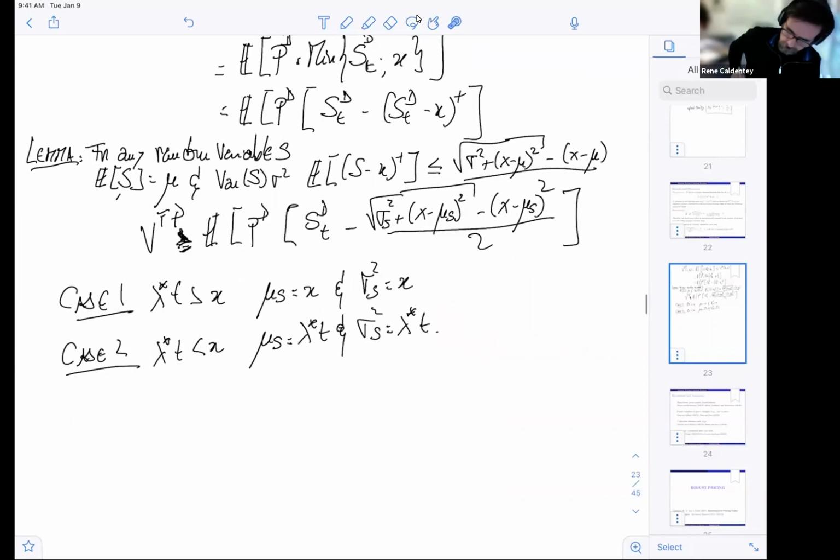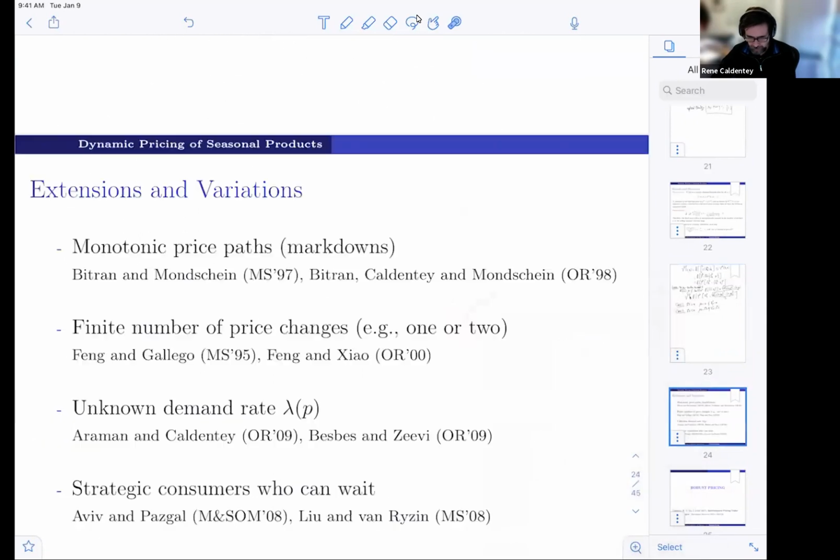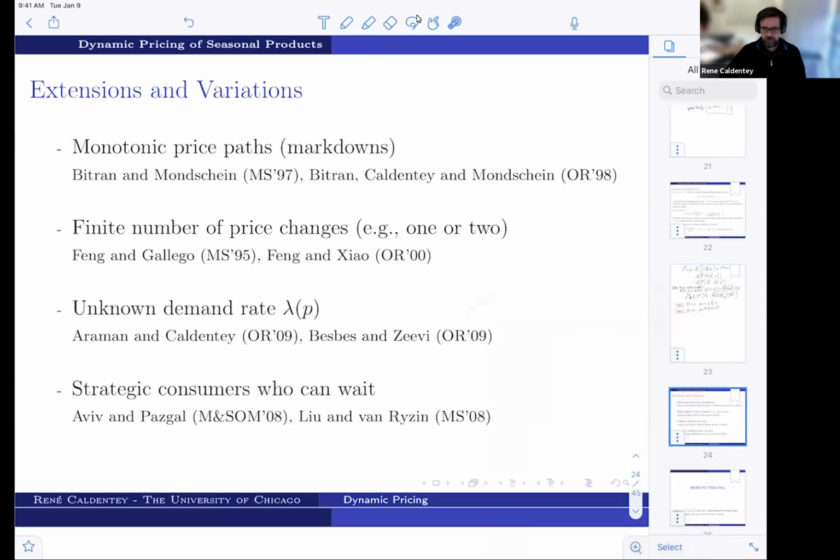So with that, let me move a little bit into the rest of the discussion that I want to have with you, which is what happens when you have robust pricing. But just to give you a sense of how this literature has grown and what variations some people have considered over time. People took this paper and started working on it and expanding it.